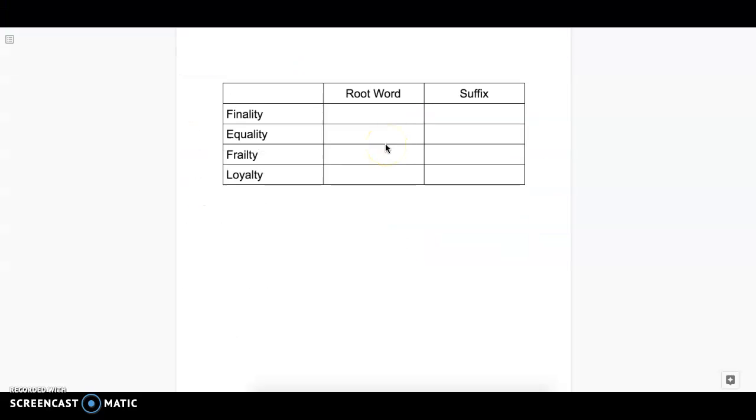So we are going to review some previous words with some suffixes on here. We have finality, equality, frailty, and loyalty. Now these are ones that we have done in the past. That's why it's a review. So first of all, for finality, what would the root word of finality be? Final is the root word. So the end, and the suffix on that is ity, finality. That one has the I in there with it. So finality, it's at the end.